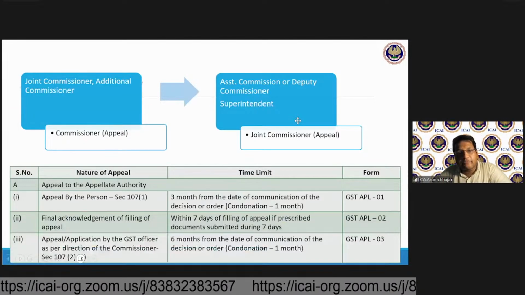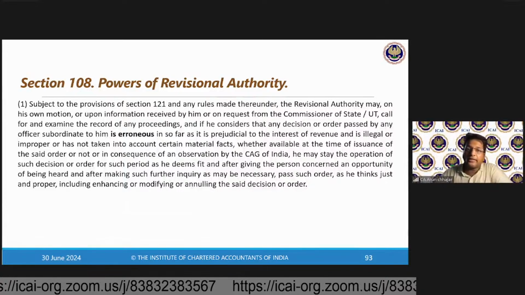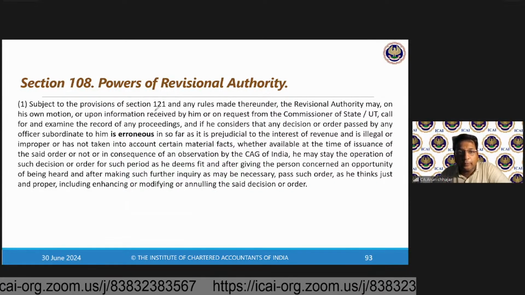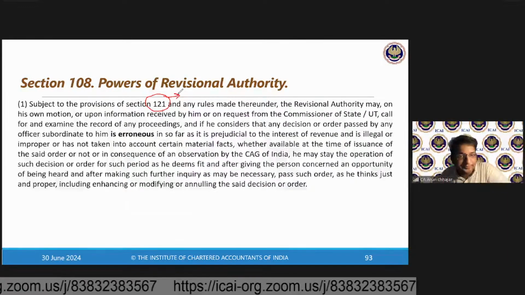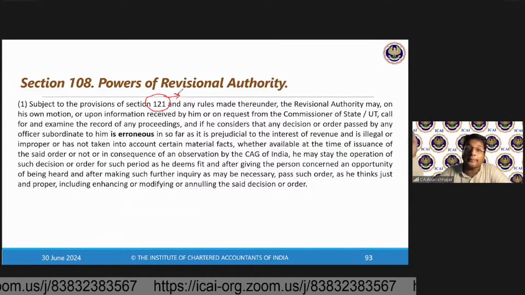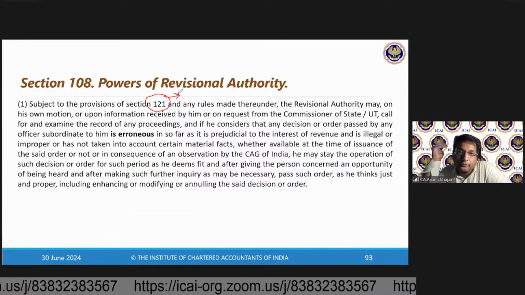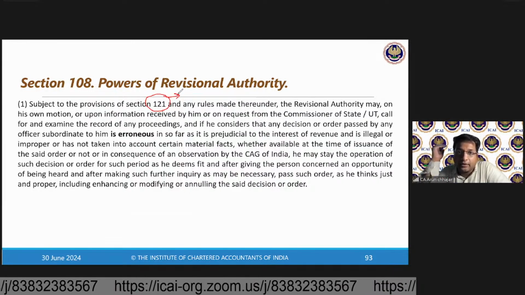And then there is a concept of revisional authority. What is the revisional authority? It says subject to the provision of section 121. Section 121 deals with non-appealable orders. Certain orders are not appealable, like an order of prosecution is not appealable. An order for transferring the matter is not appealable.